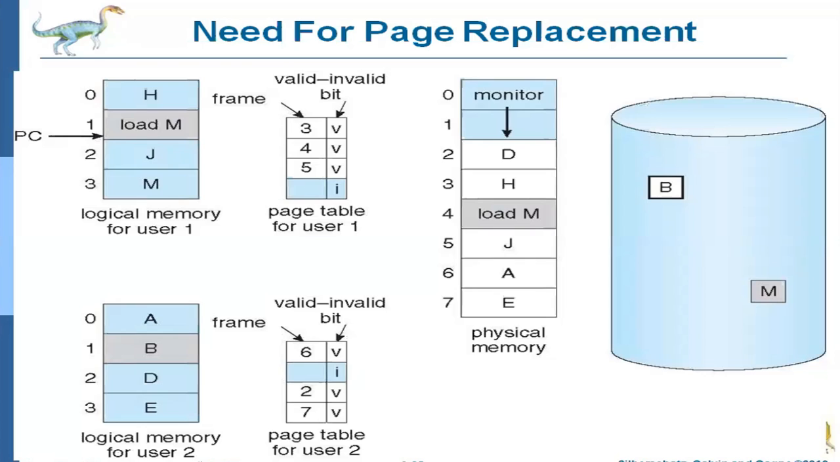So here, page replacement. The CPU is demanding a page, but that page is not available in main memory. If memory is full, that page cannot be loaded into the main memory. Why? Because the memory is full. So what will the operating system do?